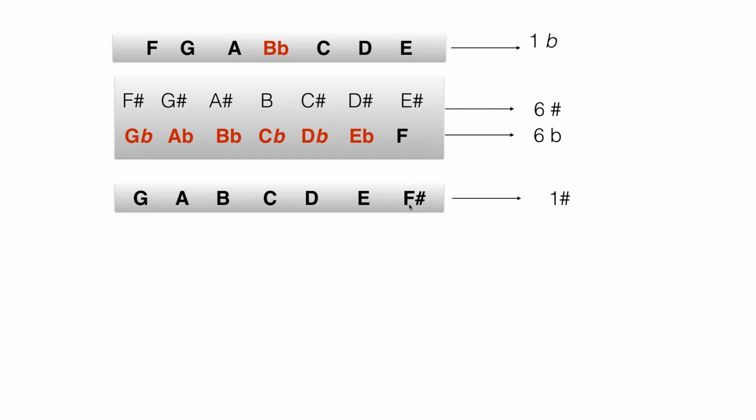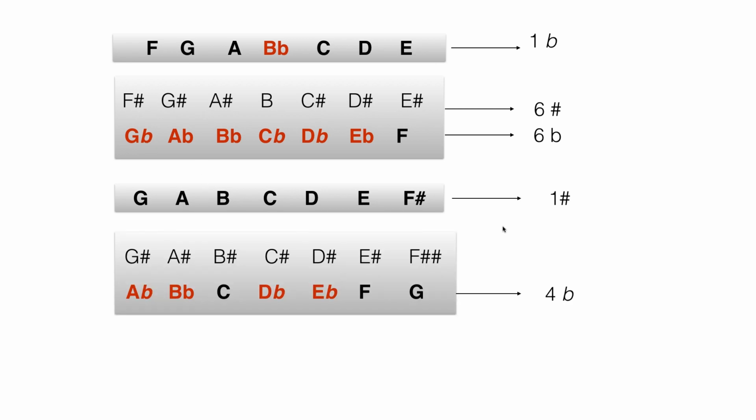Should be read here. So G, A, B, C, D, E, and F. And then we add in another half step. We build the G sharp major scale. And using the same procedure for enharmonic notes, we have A flat, B flat, C, D flat, E flat, F, and G, which is the A flat major scale with 4 flats.